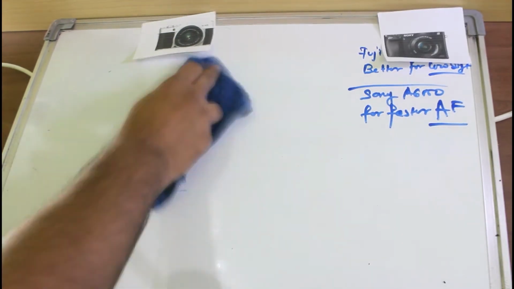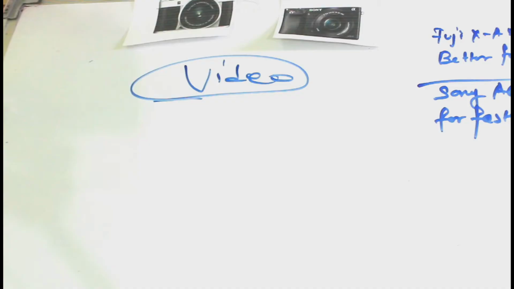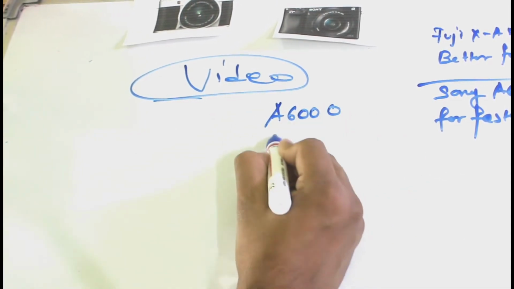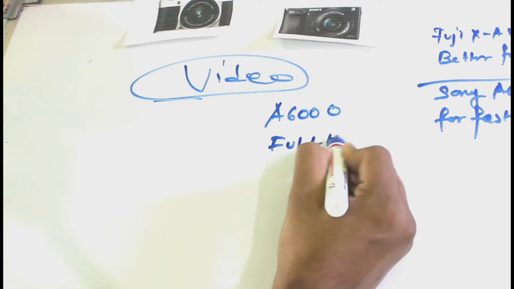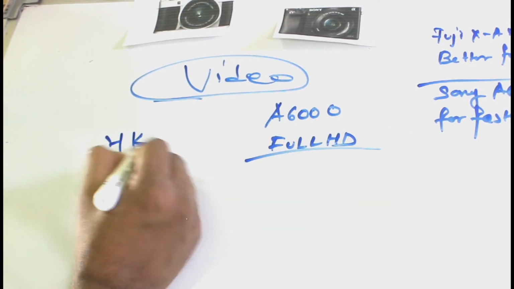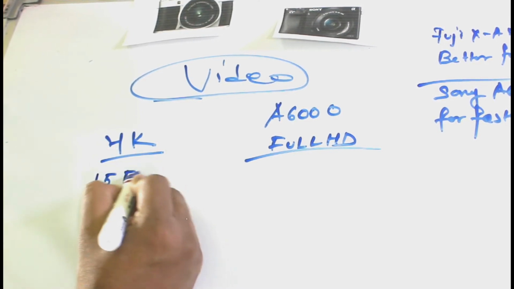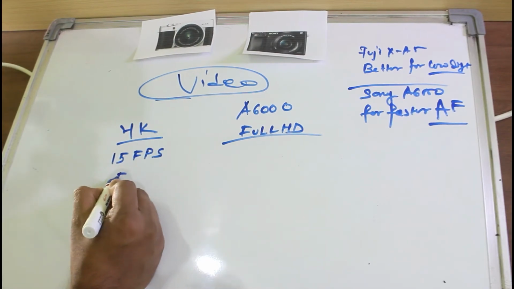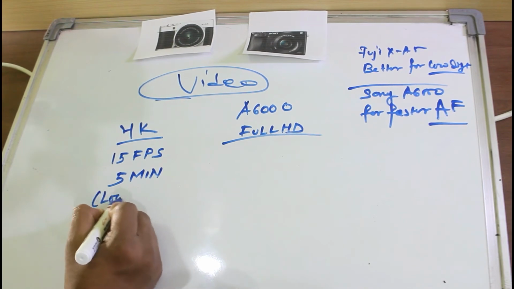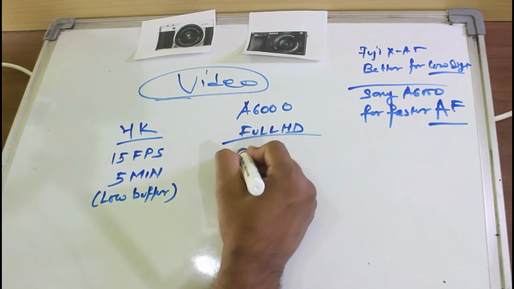Now in the next section we are going to talk about the video performance of both the cameras. Both cameras record video, and Fujifilm is really amazing. Fujifilm somehow inserted 4K video inside the X-A5 camera, but if you look at the specification you are going to be shocked. The 4K is limited to 15 frames per second and up to 5 minutes only. Then what the hell is the 4K for? After 5 minutes your 4K video is going to stop and you have to start again manually.